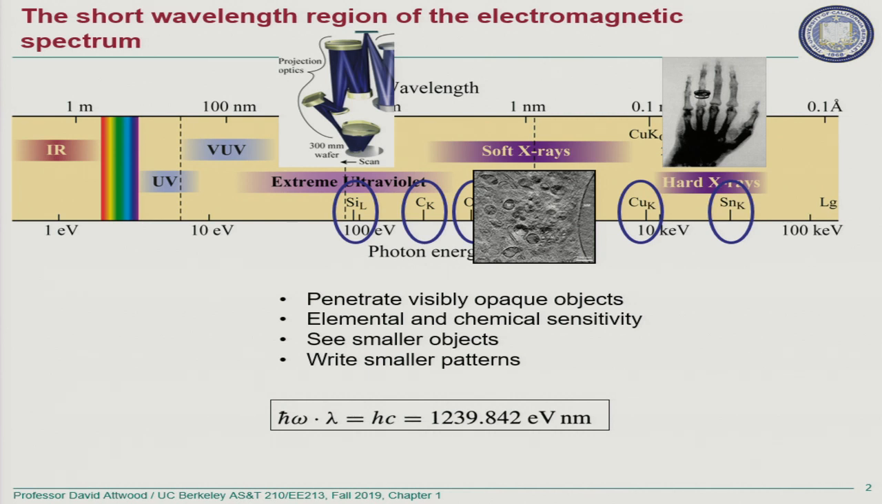And this is really the next big thing in continuing Moore's law. One equation that's probably going to show up on many slides is n equals 1 minus delta plus i beta, where delta and beta are both much less than 1. Here n is the index of refraction, and this is characteristic of pretty much all materials for high energy light. They all pretty much interact weakly.